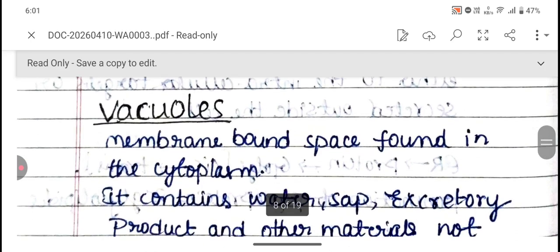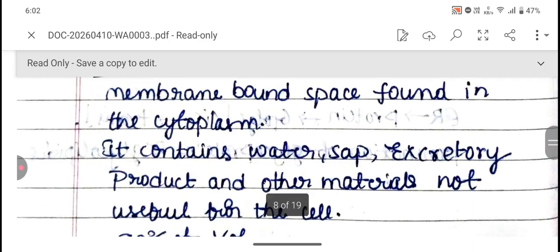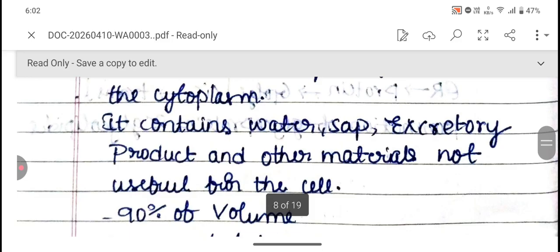Next will be the vacuoles. These are membrane-bound spaces found in the cytoplasm. Vacuoles are vacant places which we can find in large number in plant cells, and in animal cells these are less in number. The vacuole consists of water, excretory products and other materials which are not useful for the cell.